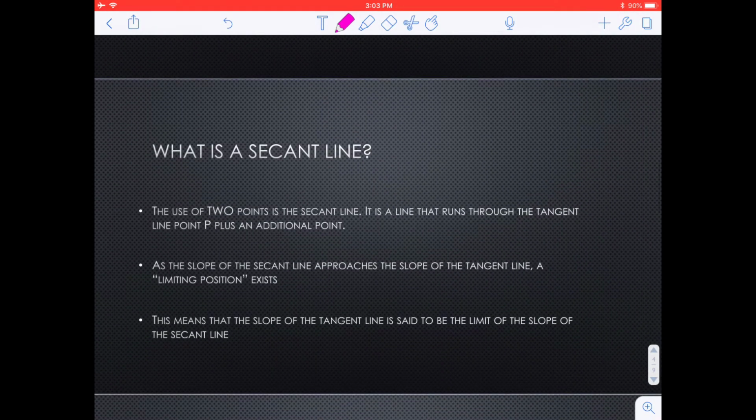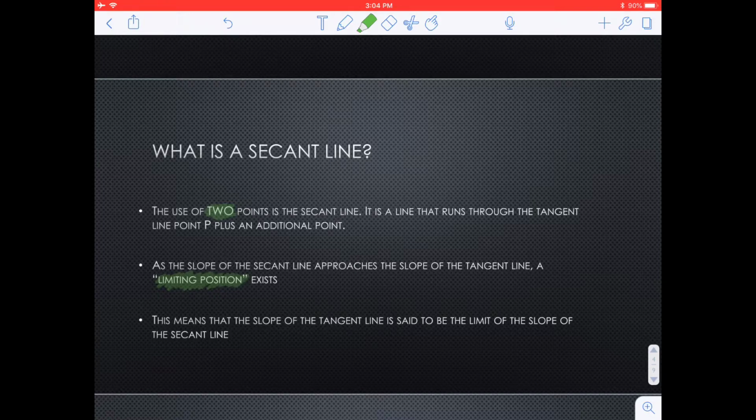The second takeaway is what is a secant line. A secant line is very similar to a tangent line, however the key word being 2 points. It is a line that runs through the tangent line point P plus an additional point. As the slope of the secant line approaches the slope of the tangent line, a "limiting position" is going to exist. I have put this in quotations because I want you to think about that idea, a limiting position. We learned about limits already, and so there is going to be a relationship between limits and the secant line. This means that the slope of the tangent line is said to be the limit of the slope of the secant line.